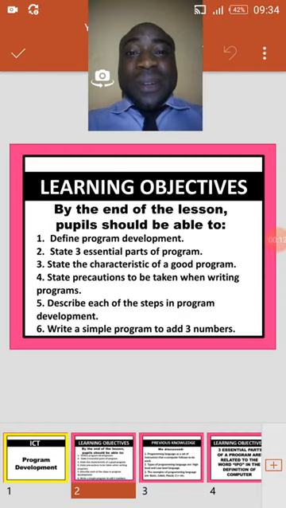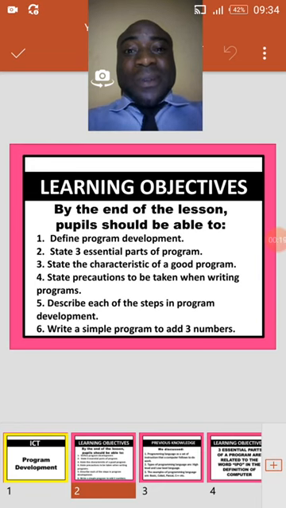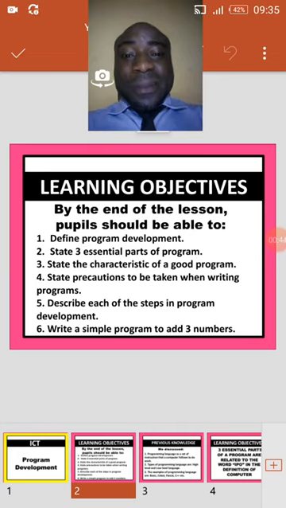I would like us to quickly look at our learning objectives for today. We have about 6, so let's take it from the first one. We will define program development. 2, we will state 3 essential parts of a program. 3, we will state the characteristics of a good program. And 4, we will state precautions to be taken when writing programs. And 5, we will describe each of the steps in program development. And 6, we will write a simple program to add 3 numbers.